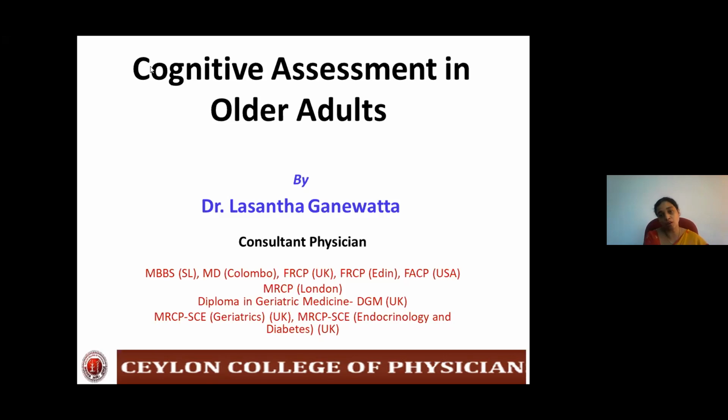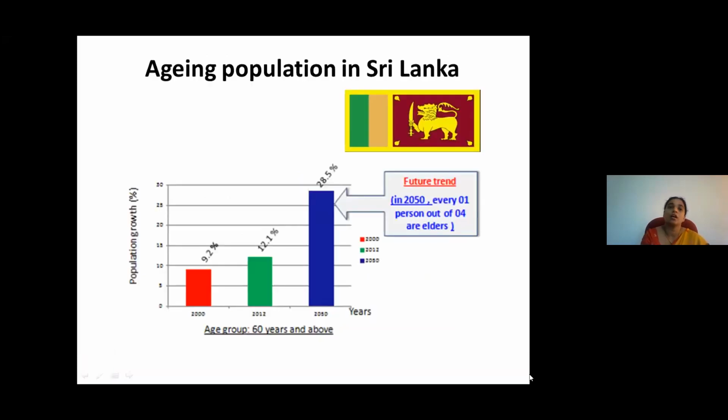As you all know, the cognitive assessment is of paramount importance in older adults, especially when there is a concern about their cognition. We all know Sri Lanka has one of the fastest aging populations in Southeast Asia. Currently, 13 to 14% of our population is aged more than 60. So by 2050, one quarter of us will be more than 60.